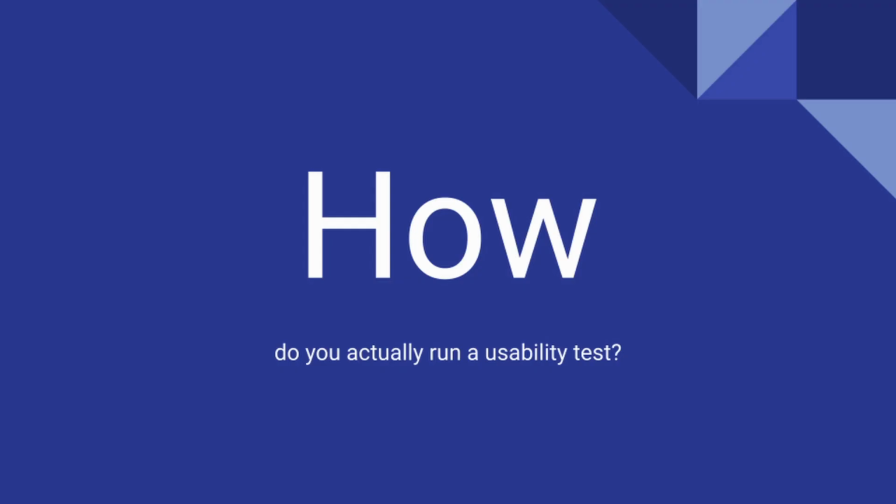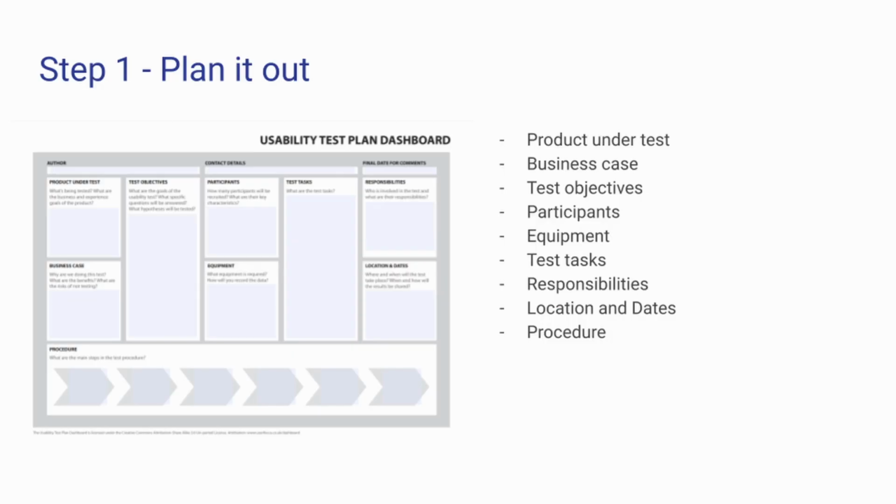So how do you actually run a usability test? The first step is to plan it out. I found this canvas on the internet and thought it did a good job of putting everything on one page. You don't have to use this particular canvas. There are tons of templates out there. You can use other kinds of frameworks, and every project is going to need different things. But I thought this was a good outline, so I will just use it to help explain the process further.